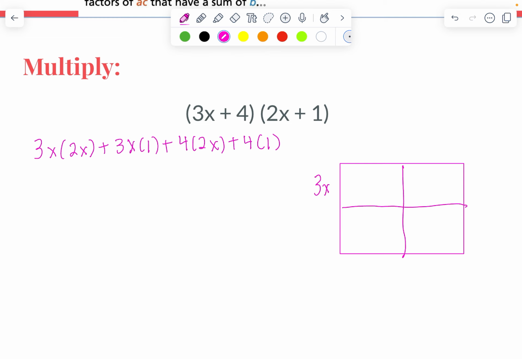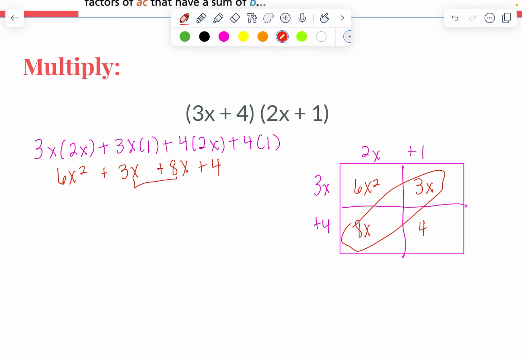So we have 3x plus 4, 2x plus 1. Multiplying 3x and 2x is 6x to the second power. 3x times 1 is 3x. 4 times 2x is 8x. 4 times 1 is 4. Combining our like terms here, we end up with 6x squared plus 11x plus 4.